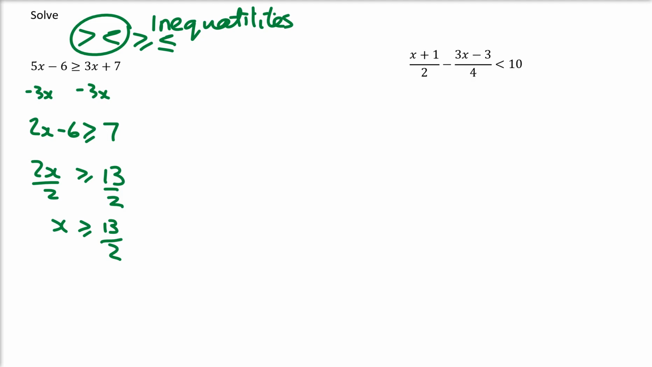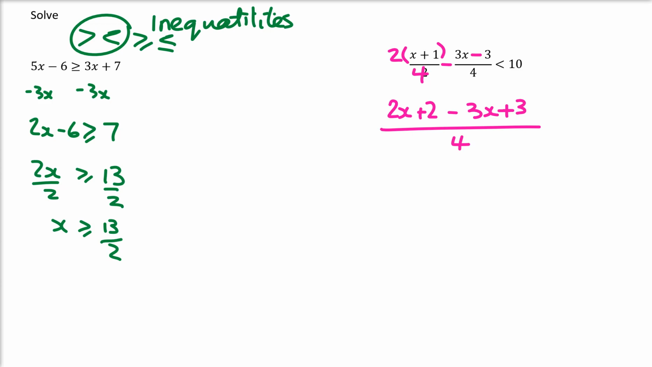The denominator is the same. Lowest common denominator is 4. So I'm going to make that 2 lots of that one over 4. I'm going to expand that bracket, so it becomes 2x plus 2 minus 3x plus 3, all over 4. I've done that in 2 steps. I've combined these 2 fractions and the minus turns into a plus.